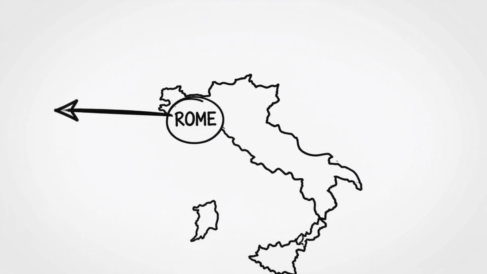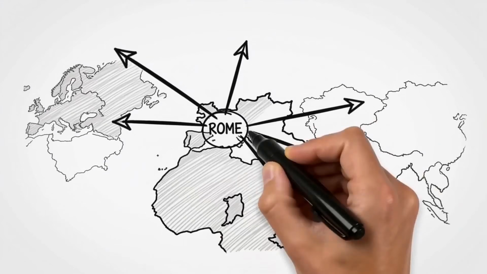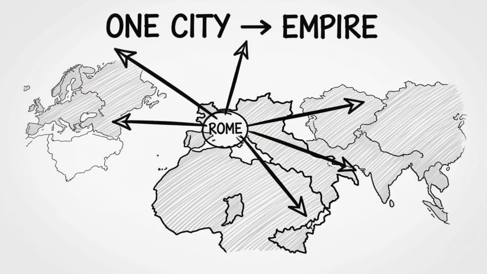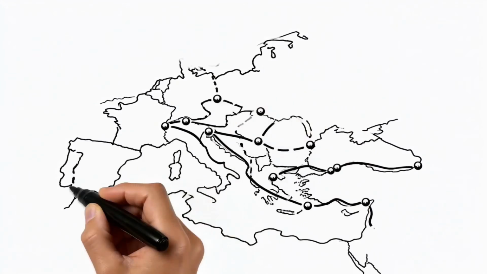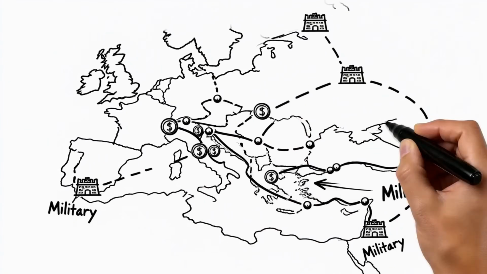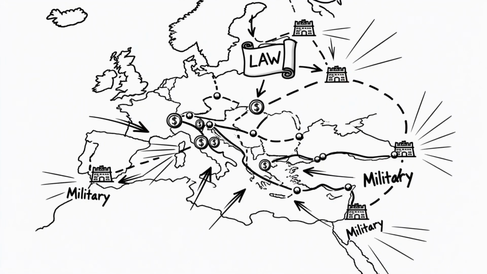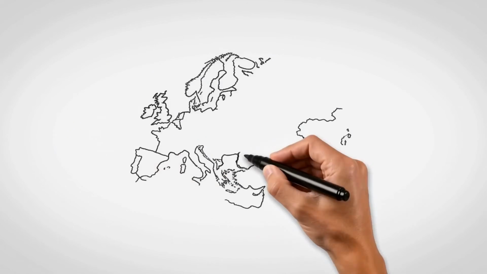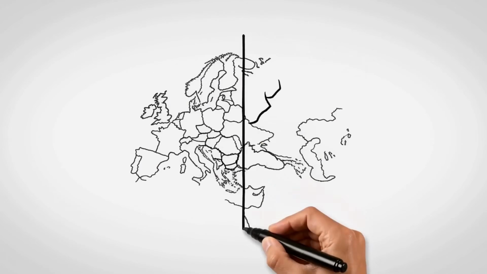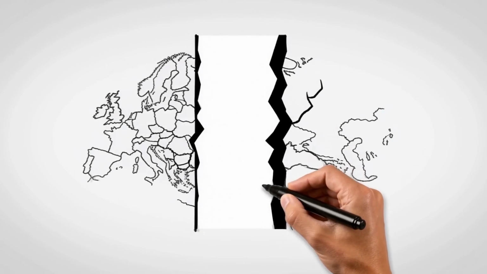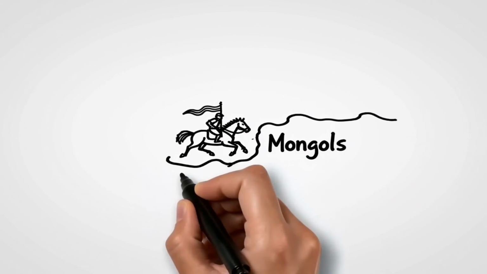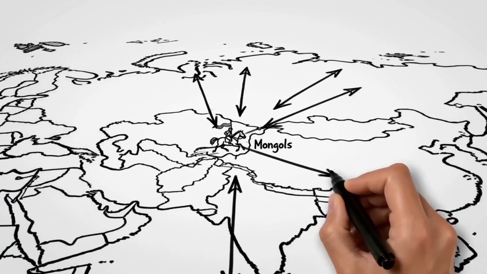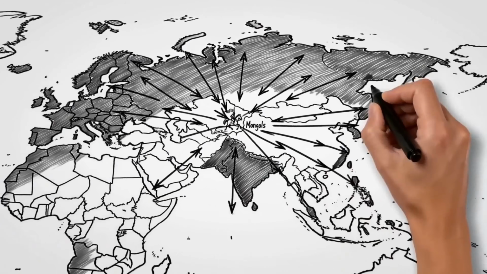What started as a small city grew into one of the greatest empires the world has ever seen. With powerful armies, incredible roads, busy trade routes, and lasting laws, Rome ruled millions of people. But even an empire that powerful couldn't last forever. Political problems, economic troubles, and constant attacks slowly pulled it apart. Then the Mongols appeared, expanding faster than almost any empire before them. In just a few generations, they built the largest continuous land empire in history.